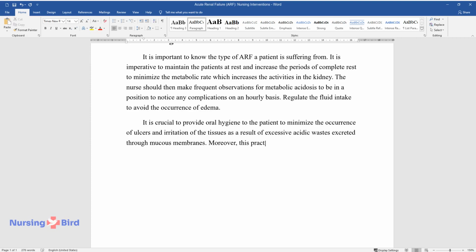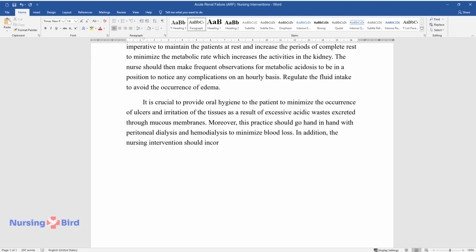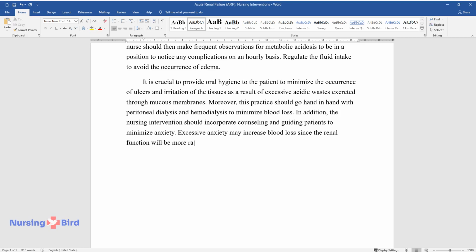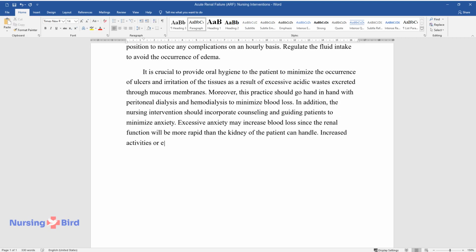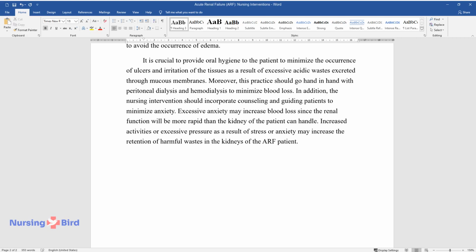Moreover, this practice should go hand in hand with peritoneal dialysis and hemodialysis to minimize blood loss. In addition, the nursing intervention should incorporate counseling and guiding patients to minimize anxiety. Excessive anxiety may increase blood loss since the renal function will be more rapid than the kidney of the patient can handle. Increased activities or excessive pressure as a result of stress or anxiety may increase the retention of harmful wastes in the kidneys of the ARF patient.